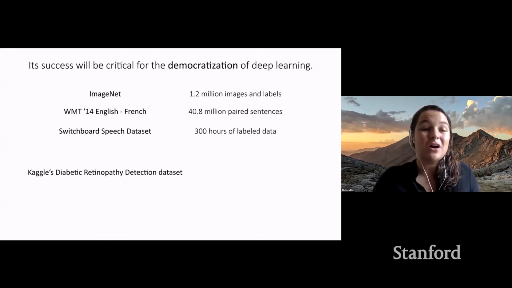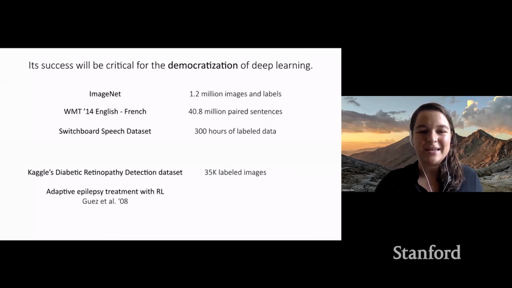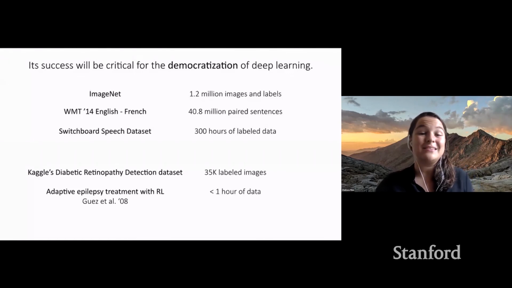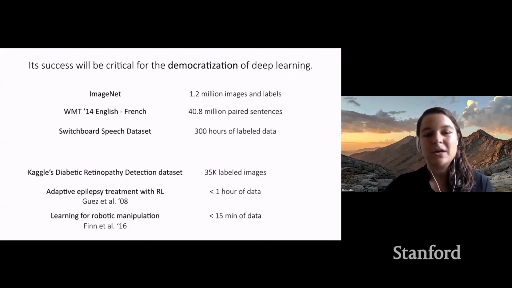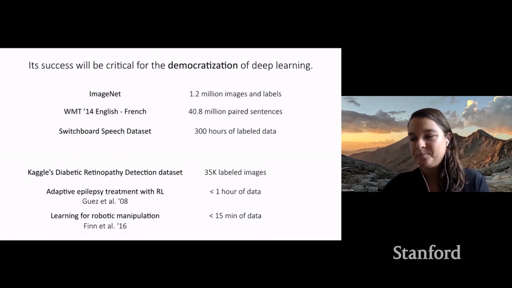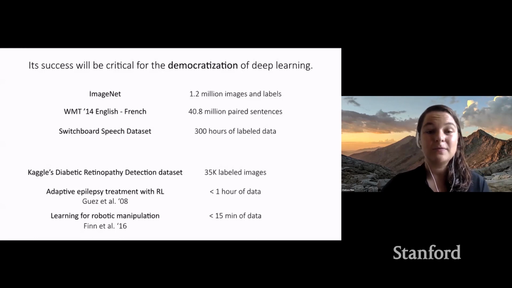In contrast, if you look at some example real-world problems, such as a diabetic retinopathy detection data set, this has 35,000 labeled images. If you look at an epilepsy treatment paper that was looking at using reinforcement learning, that had less than an hour of data. And in some of the work that we've done with learning for robotic manipulation, if we want to train a robot to do a new task, we may only have around 15 minutes of data. So we need to think about how we might move past single task, large scale supervised learning if we really want to solve some of these real world problems.